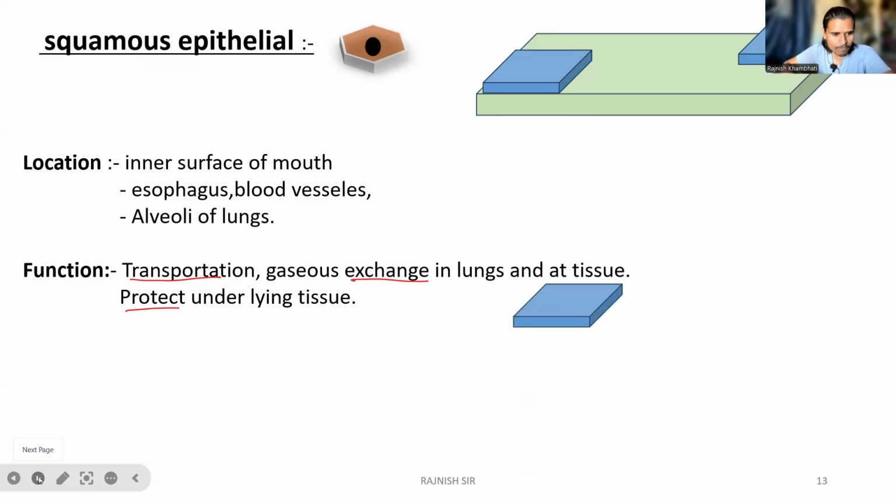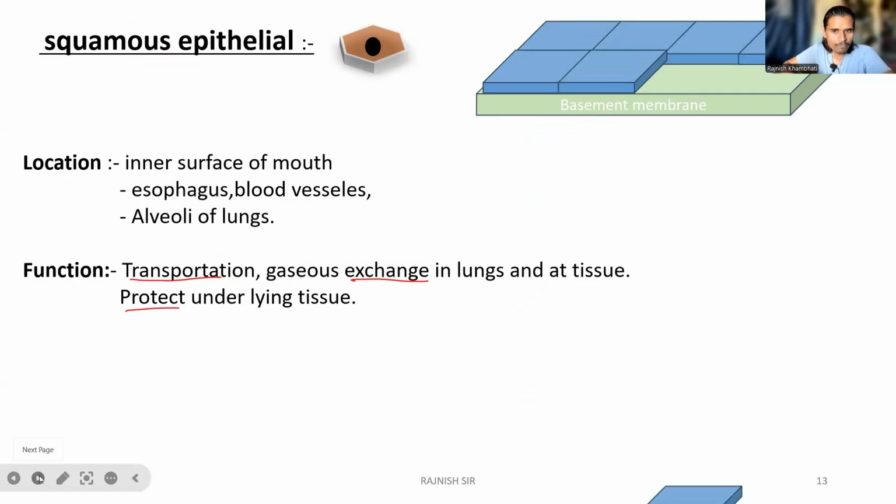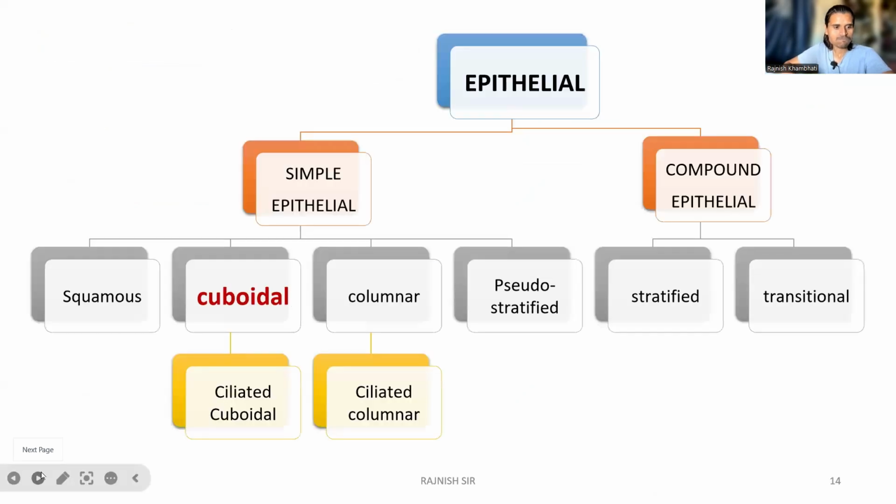Next. Okay. So squamous tissue is over. Now, the second tissue is cuboidal tissue. Let's see the cuboidal tissue.